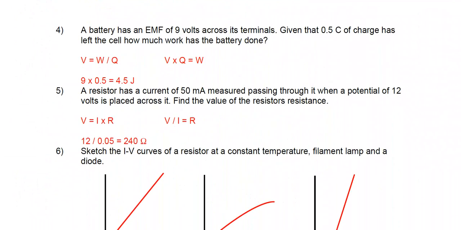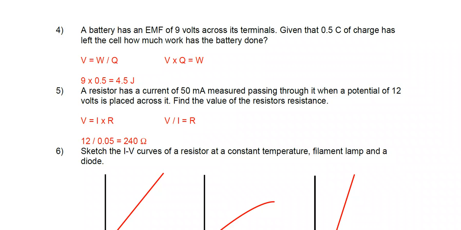Question number 4, a battery has an EMF of 9 volts across its terminals. Given that 0.5 coulombs of charge has left the cell, how much work has the battery done? Well, V equals W over Q, so voltage is work done per unit charge. V times Q is going to give us W, so 9 times 0.5 is 4.5 joules.